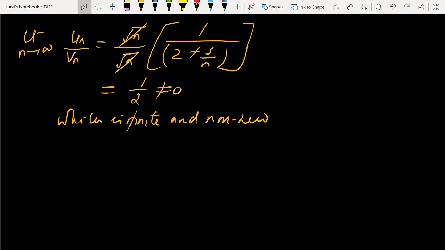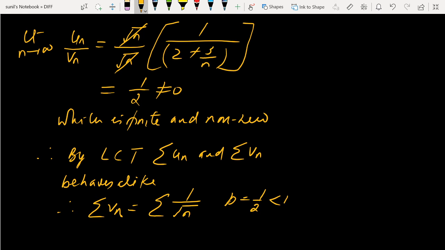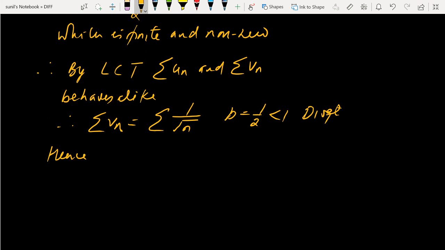Now see student, what we are going to do here, by LCT, summation Un and summation Vn behave alike. Therefore summation Vn, which is equal to summation 1 by root n, and p is 1 by 2, which is less than 1, which is divergent. So hence summation Un is divergent.